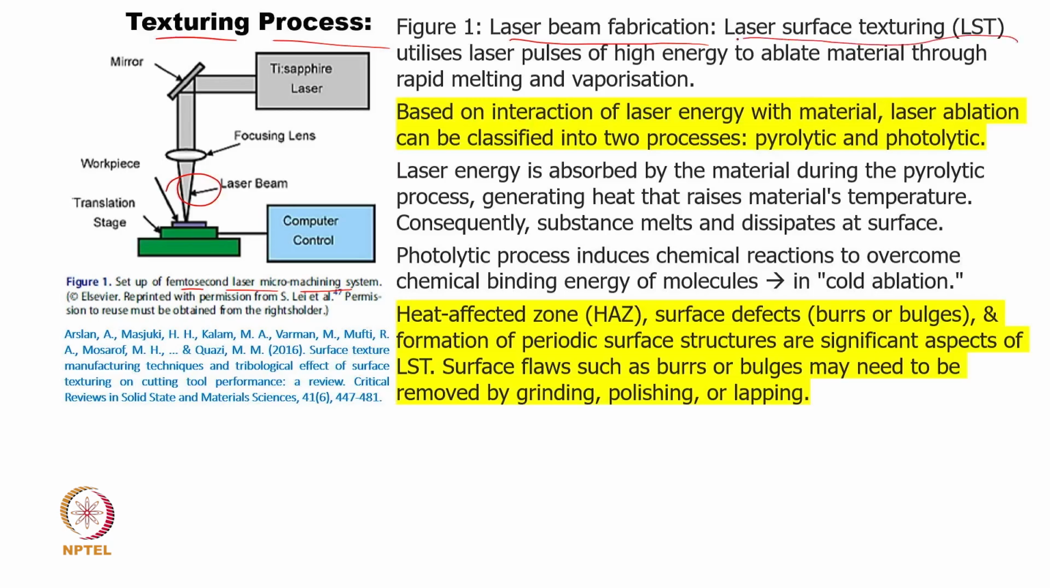Sometimes we use the words laser texturing or laser surface texturing, LST. It utilizes a high-energy laser pulse to remove the material, to ablate the material through rapid melting and vaporization. That is the first process, rapid melting and vaporization immediately. So, metal was there and then metal is not there; it immediately melts and vaporizes. As I mentioned, this is the first process.